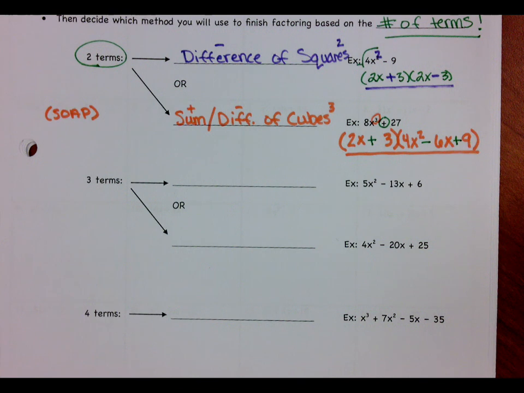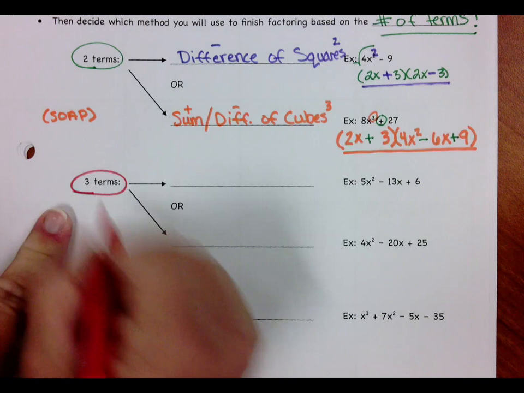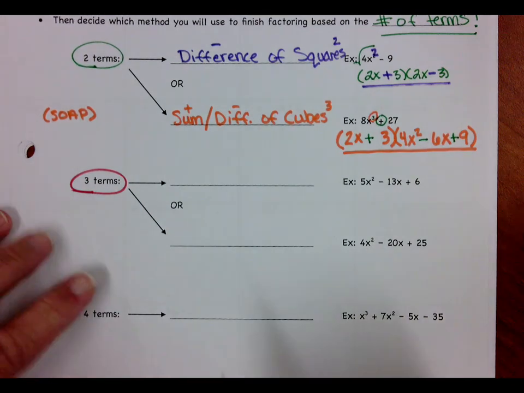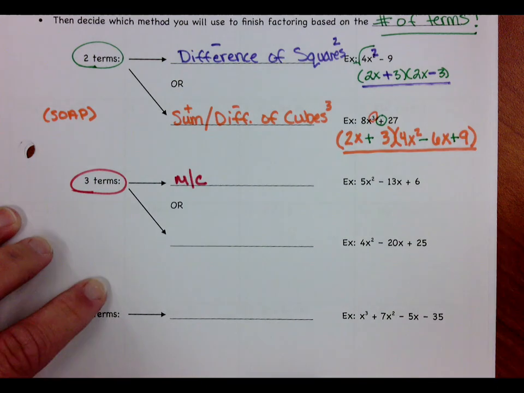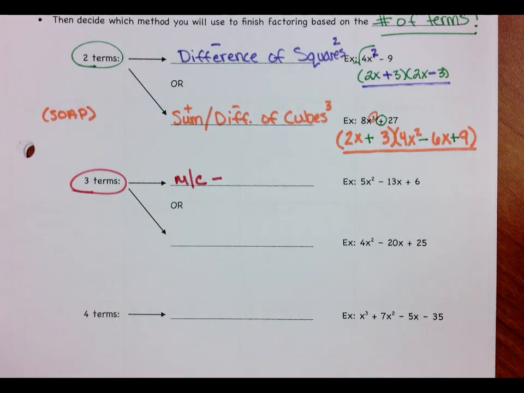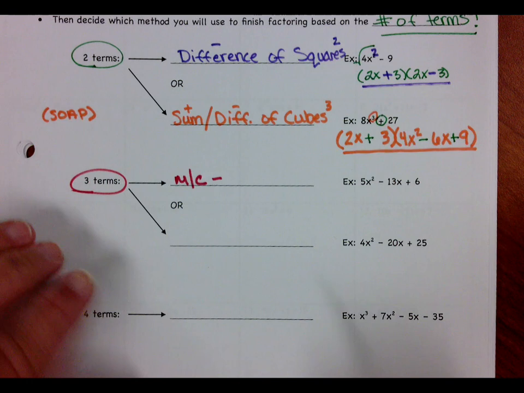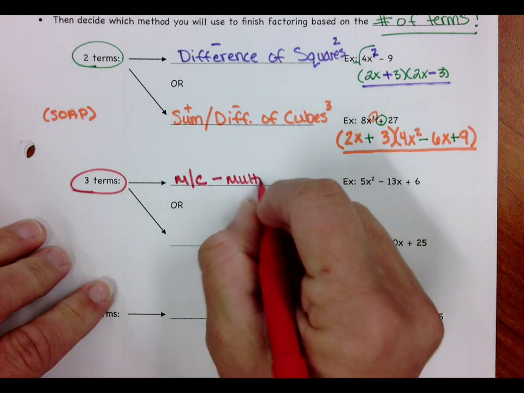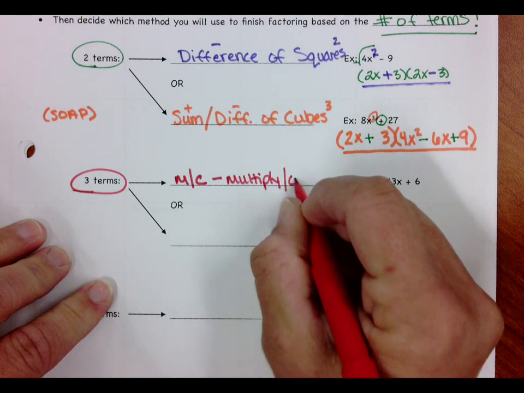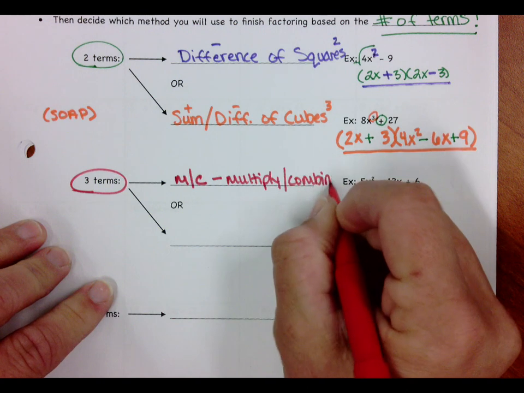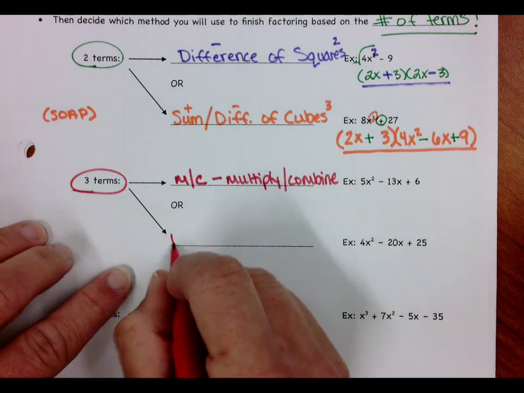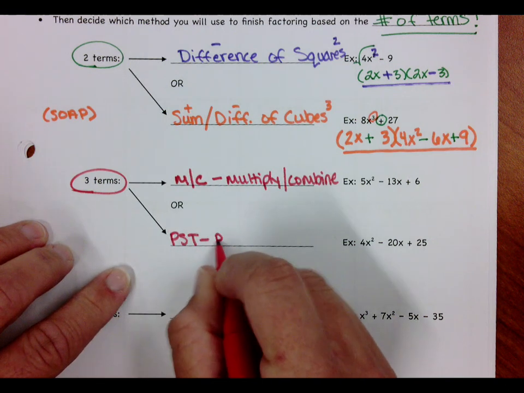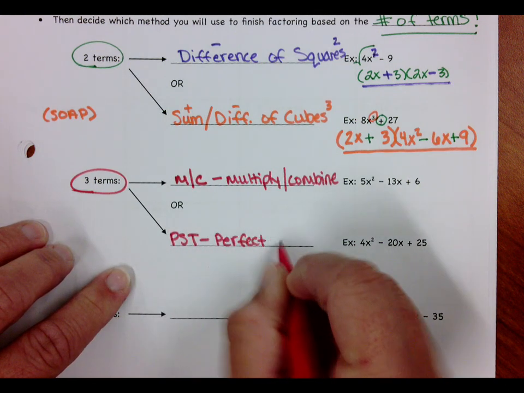All right, what if it has 3 terms? Kind of our go-to with the 3 terms is that's what we call a trinomial, and that is the multiply combined. And you make your little MC chart. And really for both of these, I could do the multiply combined for both, right? So this one is the multiply and combine. And then the bottom one would be what we call a PST, or perfect square trinomial.